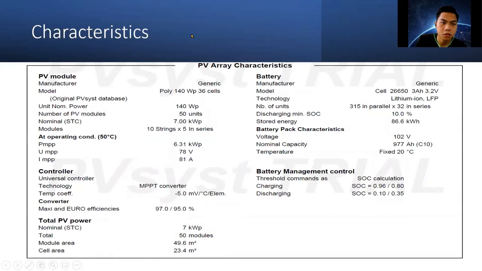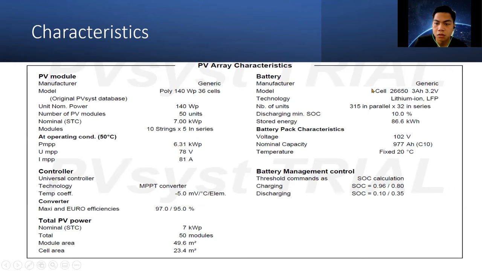So next we go for the characteristics of our PV module and battery. For the PV module, we choose the generic type. The model is poly 140 watt peak, 36 cell, 10 strings and 5 in series.